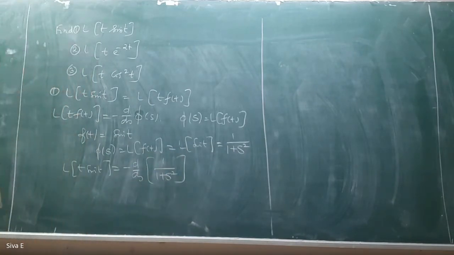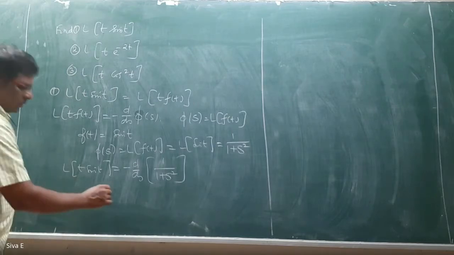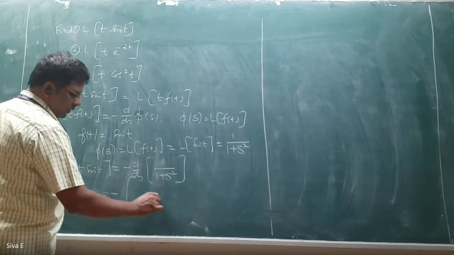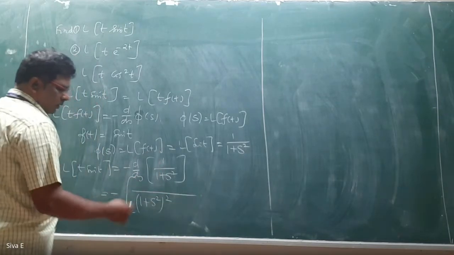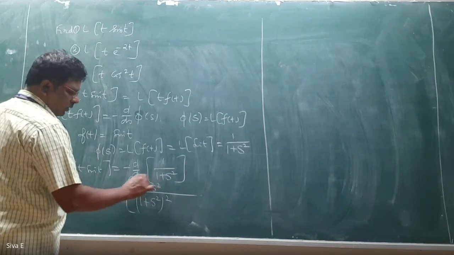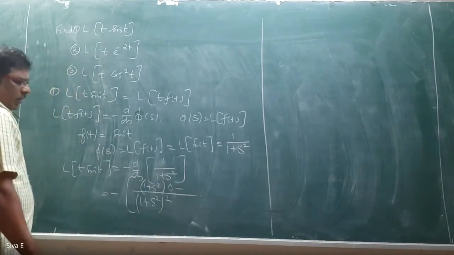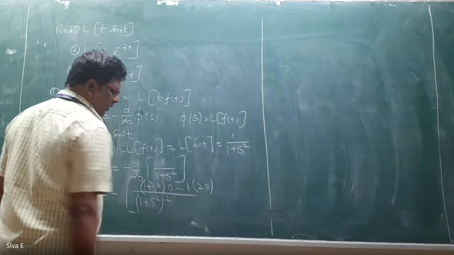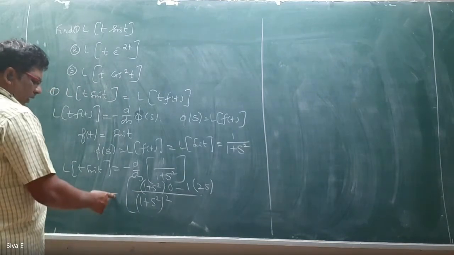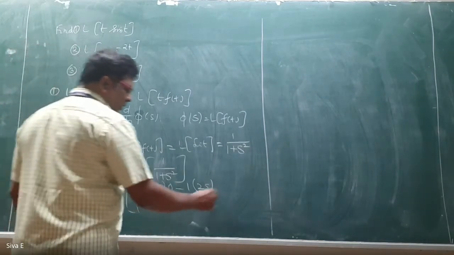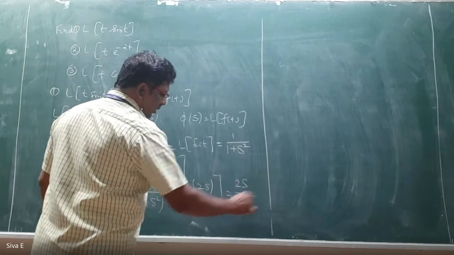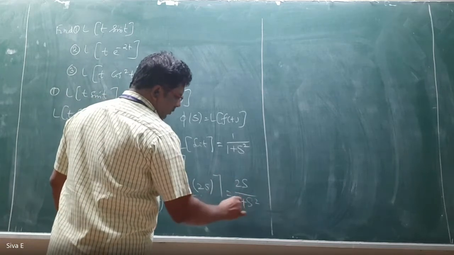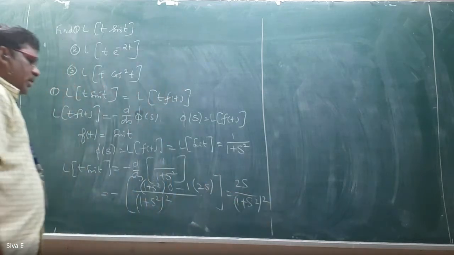So, how can we solve this? Minus, keep it, d by ds of phi of s. That means 1 plus s square whole square in the denominator, then 1 plus s square, differentiation of 1 is 0, minus, keep it 1, differentiation of s square is 2s. So, already minus is there, minus minus plus, 2s by 1 plus s square whole square. This is the first problem.